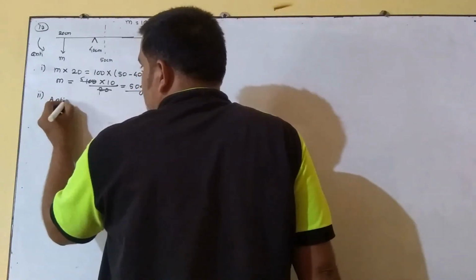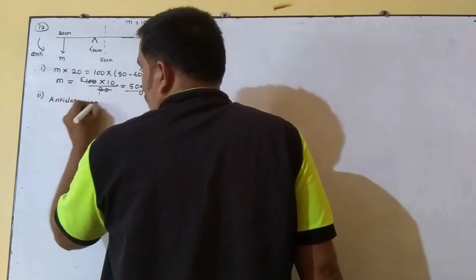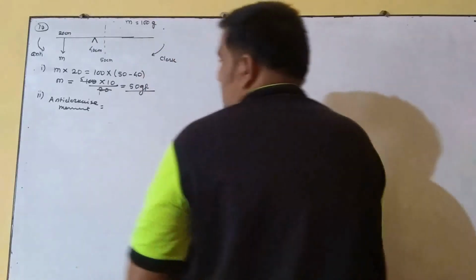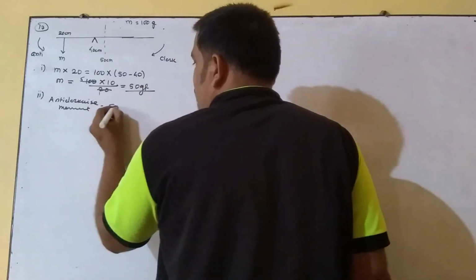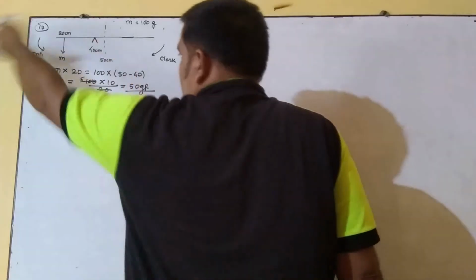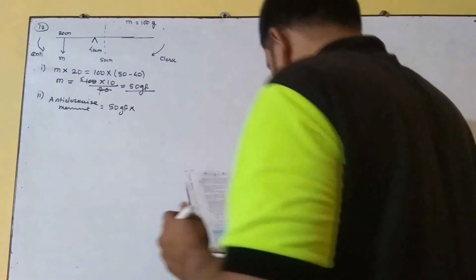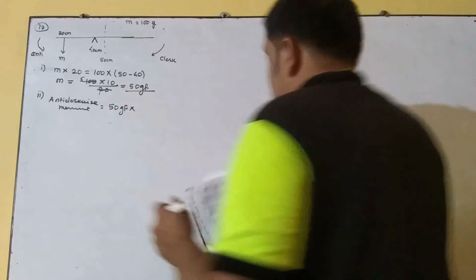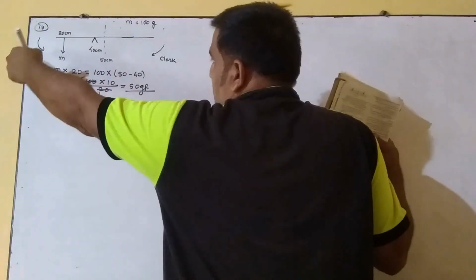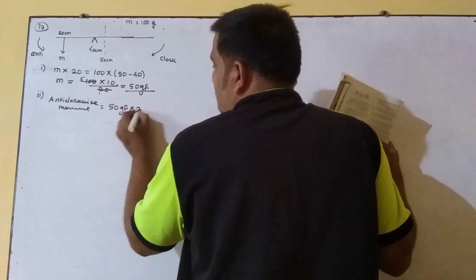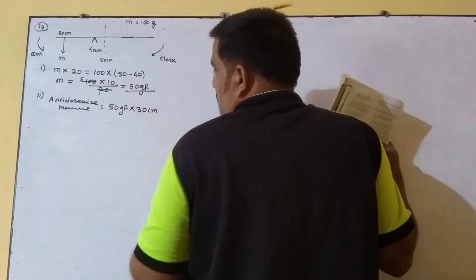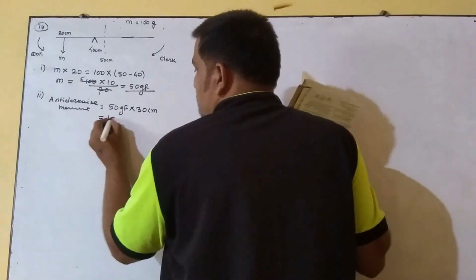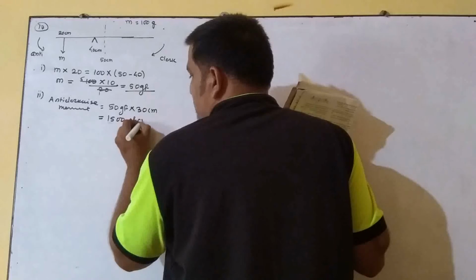So anti-clockwise moment, which is equal to mass, now we have that is 50 GF, multiplied by it moved to 10 centimeter. Okay, moved to the mark of 10 centimeter, it is given. So after going to 10 centimeter, 40 to 10 is a 30 centimeter distance, right? So this is the anti-clockwise movement of the body, which gives us 1500 GF centimeter moment.